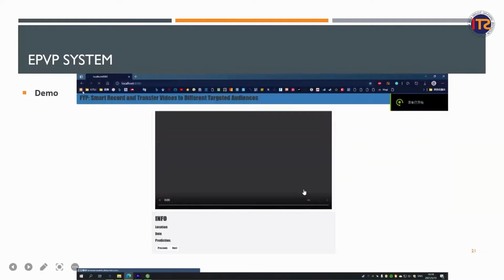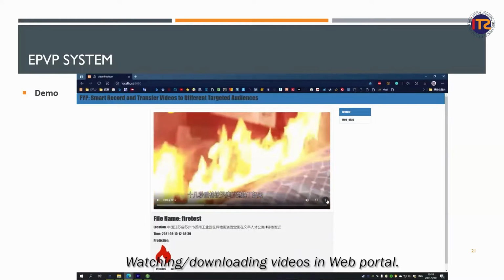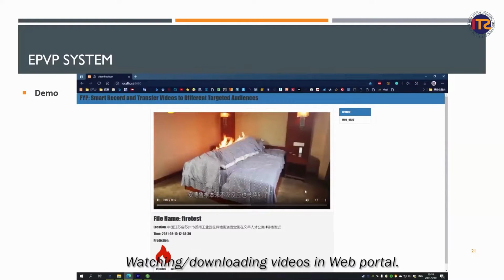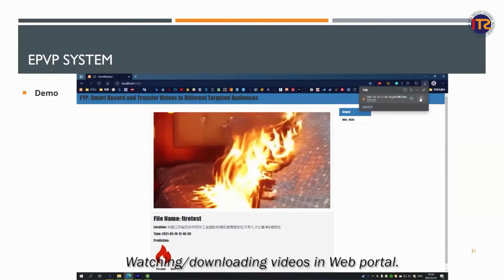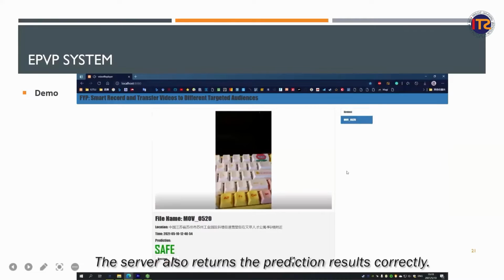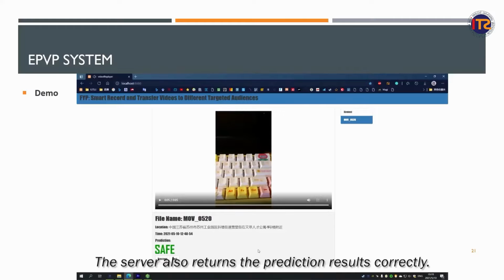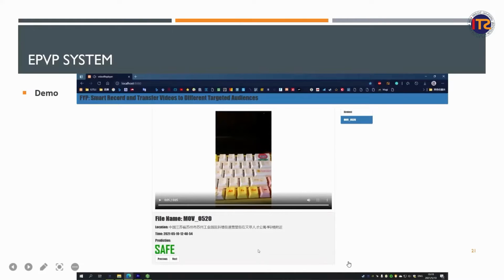In the server, for example, if the video shows a fire, the system will identify it, or the people in the workstation can watch or download the video, and then the server identifies it as a fire and reports to the people sitting in the workstation. All the process is automatic. It doesn't require any person to detect what kind of anomaly event it is.